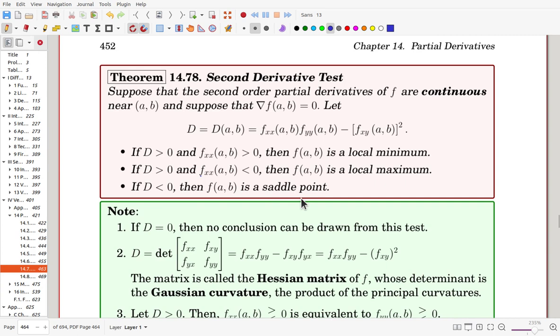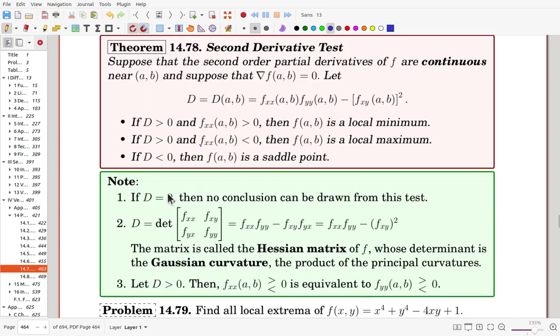Let's see what D is. First of all, if D is 0, then the test has no conclusion. No conclusion can be drawn from this test. Now, D is made in this way. D is the determinant of the matrix f sub xx, f sub xy, f sub yx, f sub yy. This product is taken, and that product is subtracted.